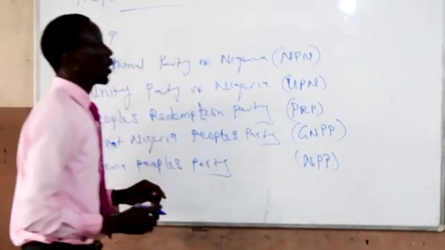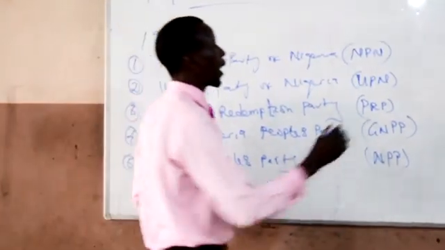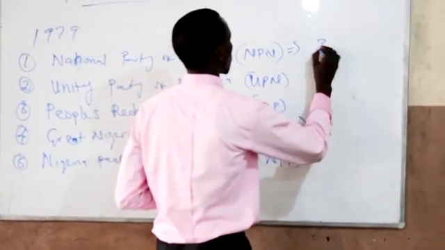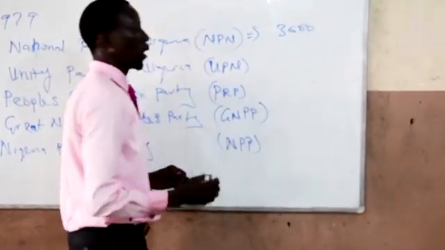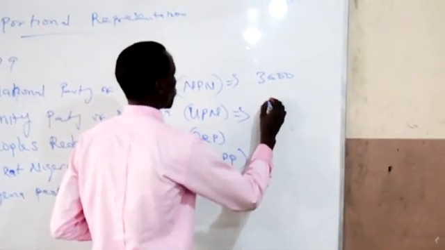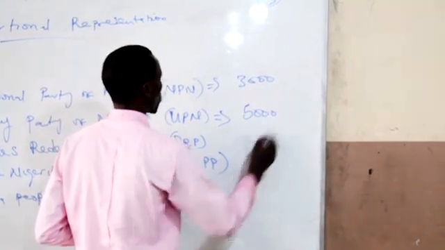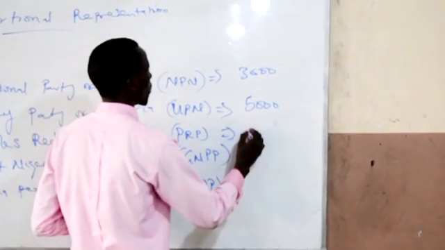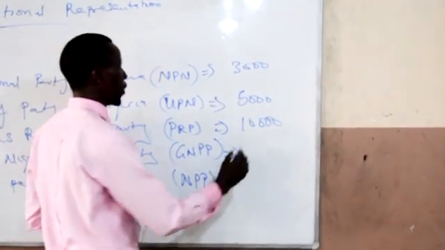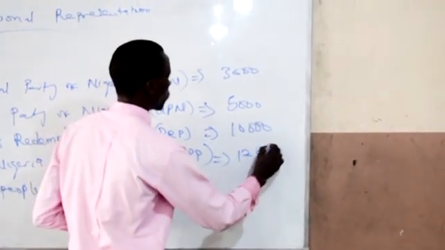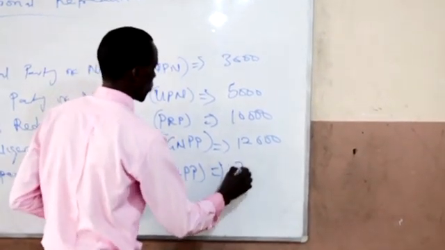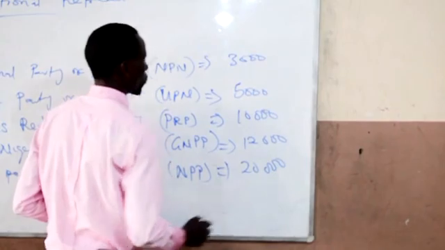Good. So let's assume the NPN has, at the end of the vote, 3,000 votes. The UPN had, let's say, 5,000 votes. PRP has 10,000 votes. The GNPP had maybe 12,000 votes. And then the NPP has the highest, 20,000 votes.